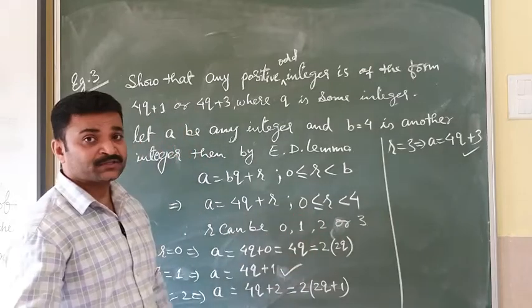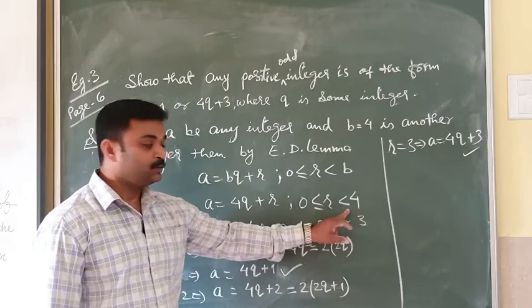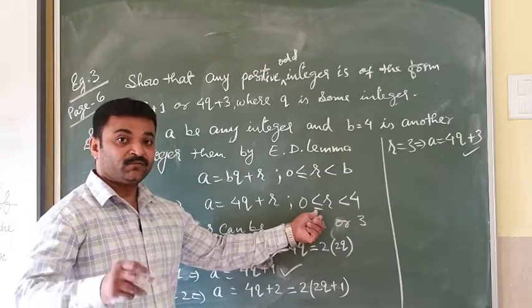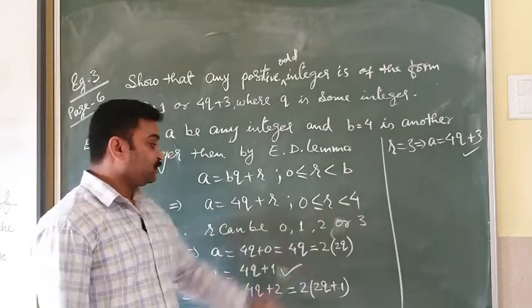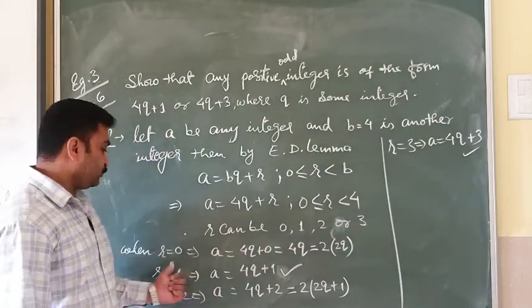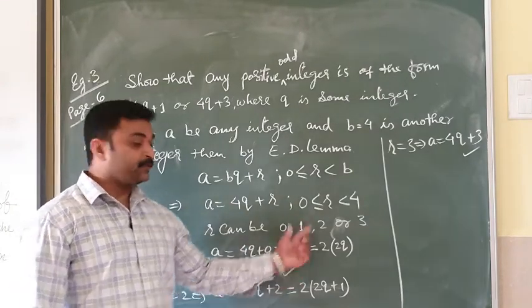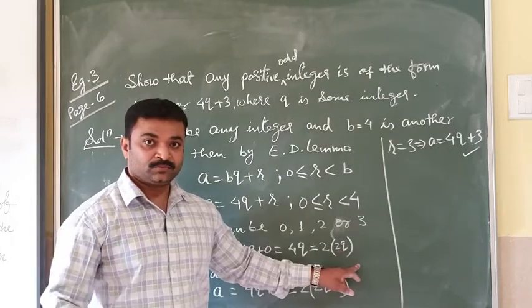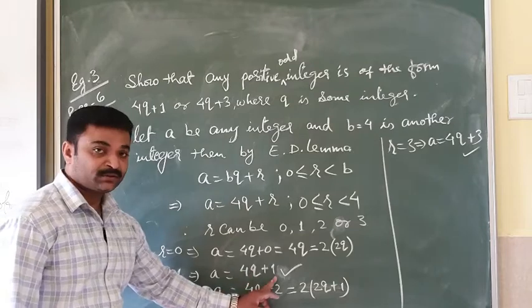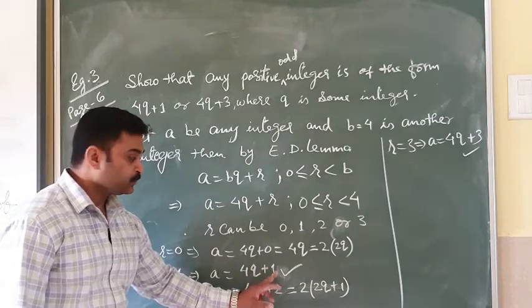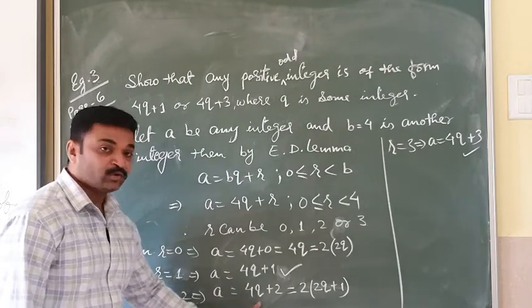So what are the possible values of r? r can be 0, 1, 2 or 3, because it is less than 4 and greater than or equal to 0. So when we put r equal to 0, what do we get? a is equal to 4q plus 0, that is, 4q, and this 4q can be written as 2 into 2q. Got it? When r is equal to 1, then a is equal to 4q plus 1. In place of r, we are putting 1. Then it is okay. When r is equal to 2, then a is equal to 4q plus 2.